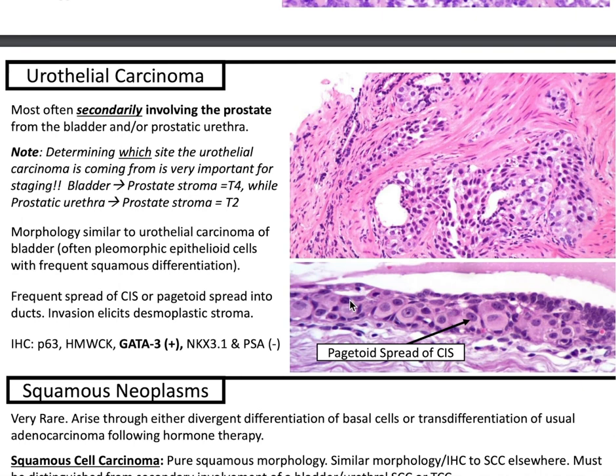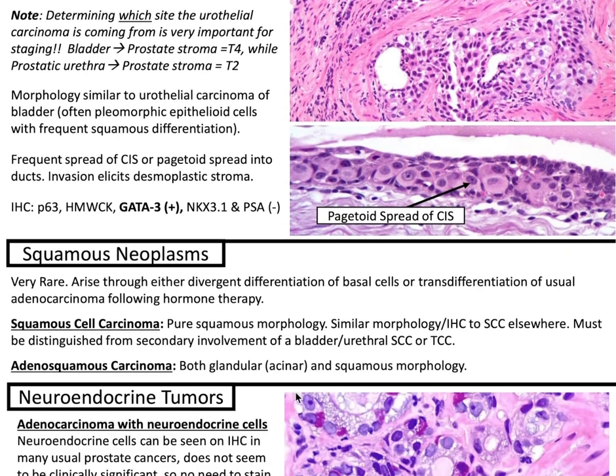And it's morphologically similar to urothelial carcinoma of the bladder, where you'll have these pleomorphic epithelioid cells with frequent squamous differentiation. And you'll have frequent spread of carcinoma in situ into the ducts. And invasion elicits a desmoplastic stroma. So this will be positive for P63, high molecular weight cytokeratin and GATA3, and negative for NKX3.1 and PSA.